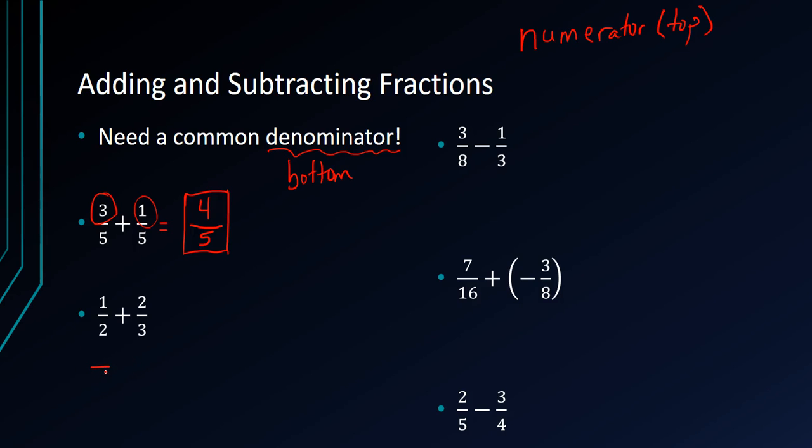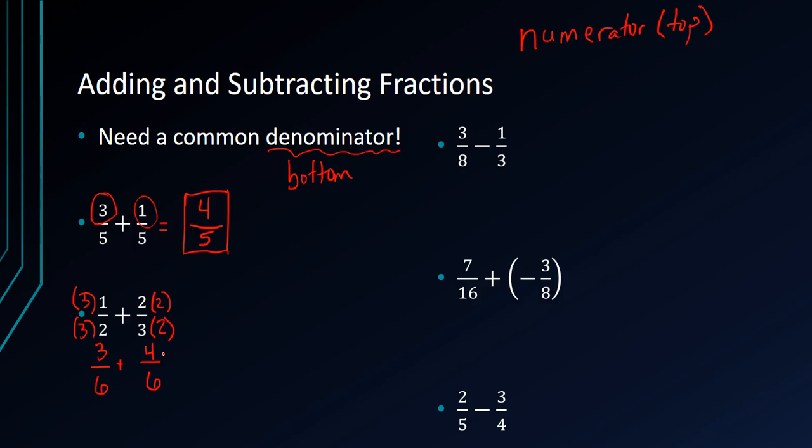So I know 2 and 3 both go into 6. So I'm going to make those both a 6. So they have a common denominator. Now to get a 2 to be 6, I have to multiply by 3. Whatever I do to the denominator, I have to do to the numerator. So 3 times 1 would be 3. Now on this one, to get 3 to be a 6, I'm going to multiply by 2. So again, make sure you do that also to the numerator. 2 times 2 is 4.